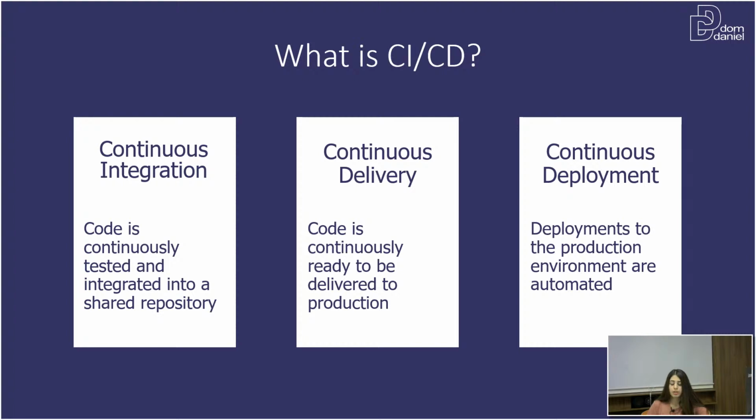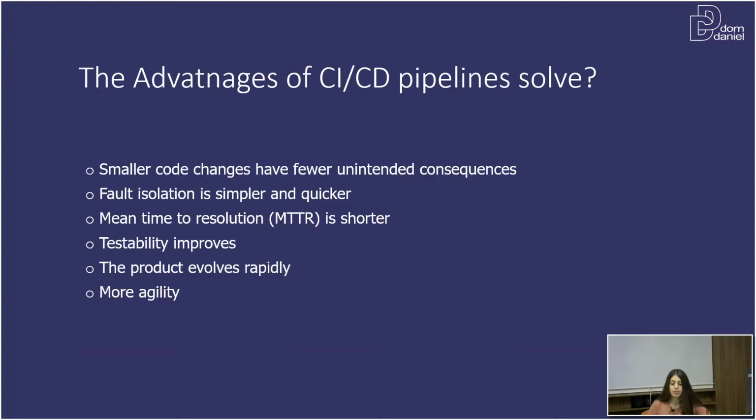So let's discuss what other advantages CI/CD pipelines have. With smaller code changes, CI/CD pipelines have fewer unwanted consequences. There is this notion of the blast radius, which determines how much a small change in the code might have an impact on the whole product. And if our changes in the code base are really small, it assumes that the consequences are going to be small.